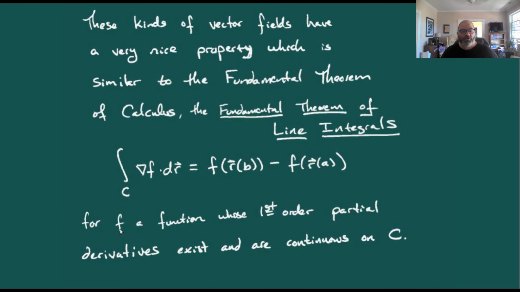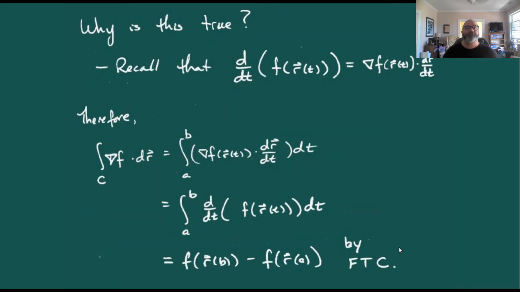Okay. And this is going to work for f being a function whose first order partial derivatives exist and are continuous on this curve C. So exactly why is this going to be true? Well, remember that we've got the chain rule. The chain rule said if we take the derivative with respect to time of the composition, then this was the gradient evaluated at the curve itself times the derivative of the inside. So derivative of the outside, keep the inside the same, times the derivative of the inside.